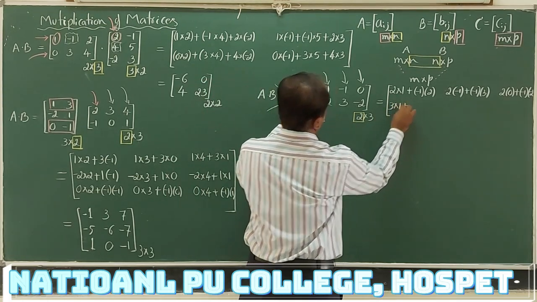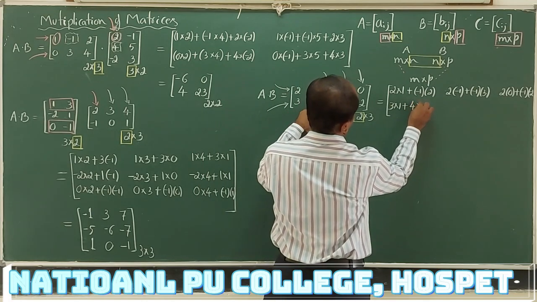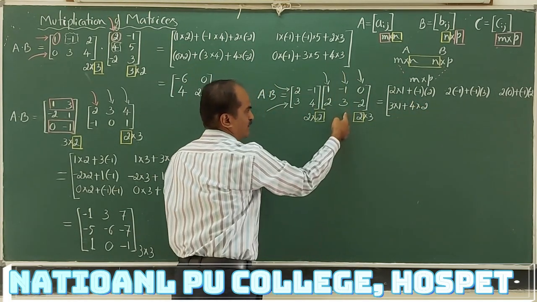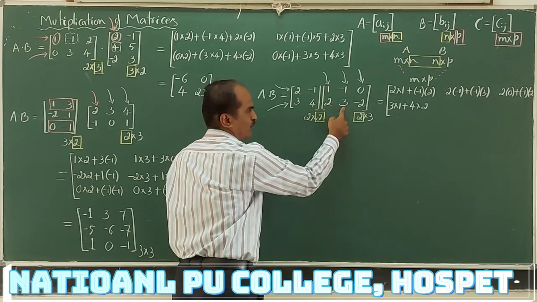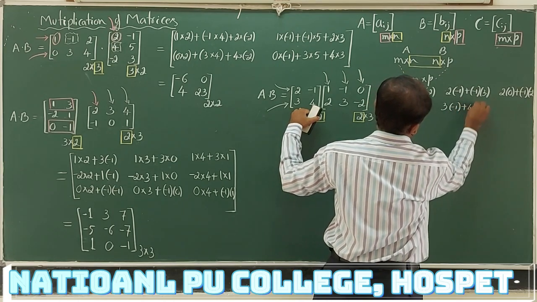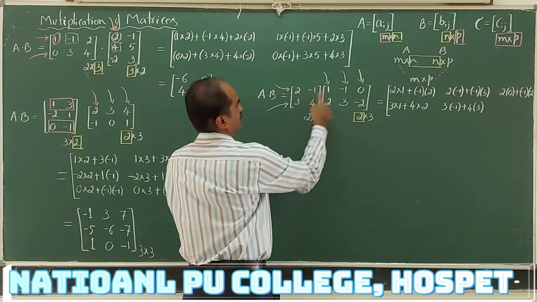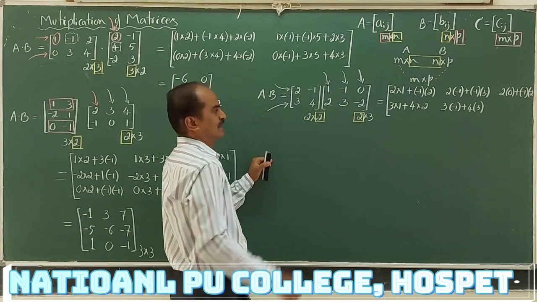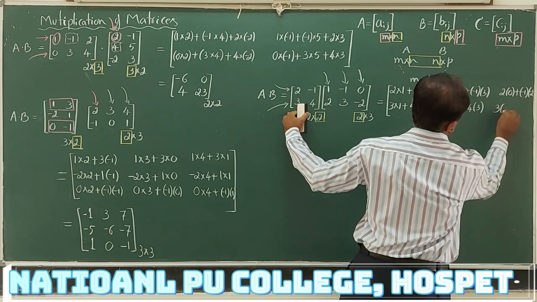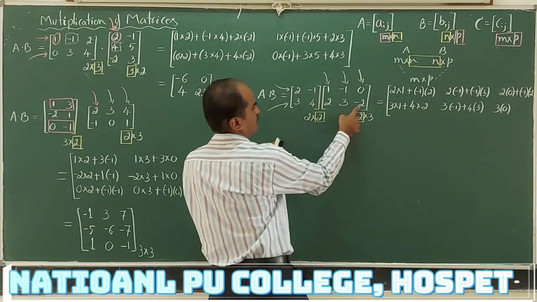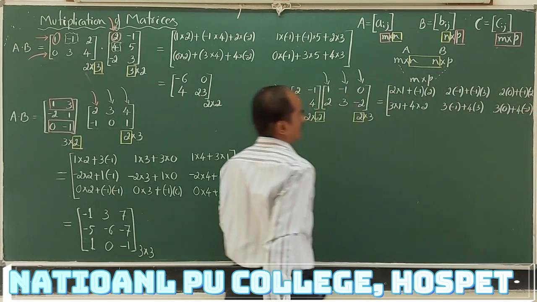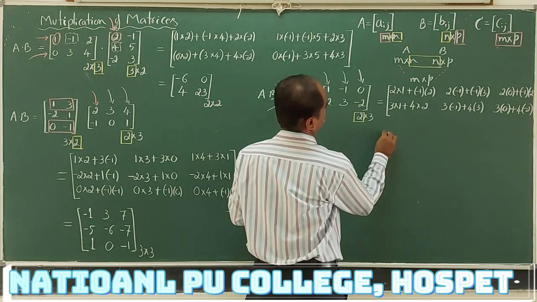3 into 1 plus 4 into 2. Second row, second column: 3 with minus 1, 4 with 3. Second row, third column: 3 into 0 plus 4 into minus 2. Now let us simplify and write this.